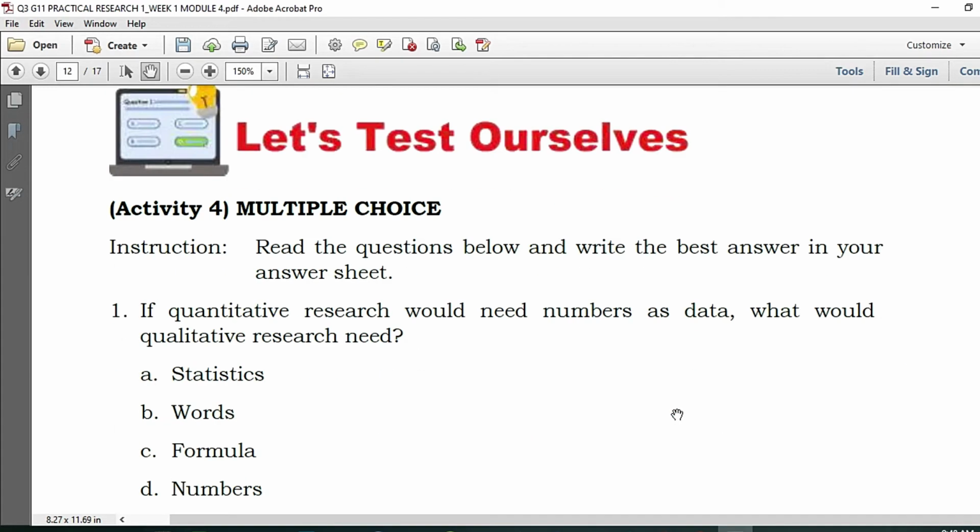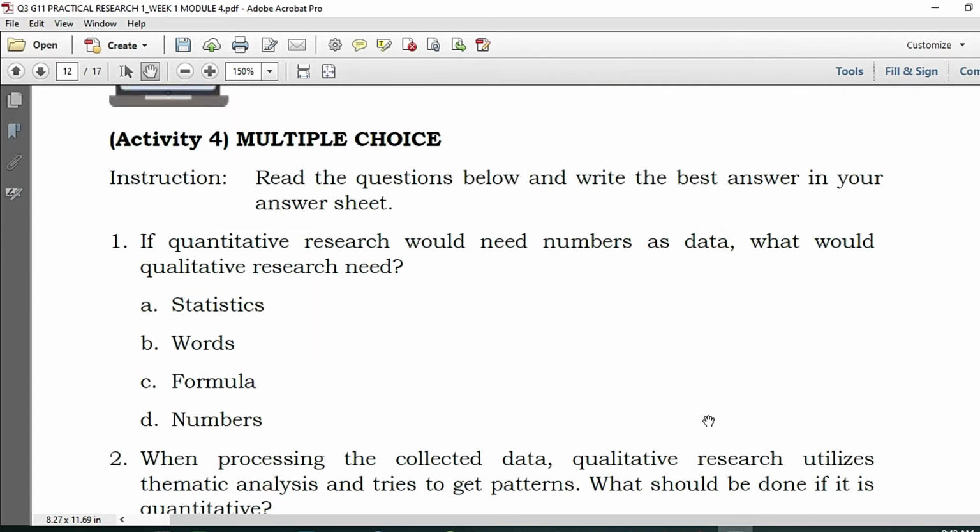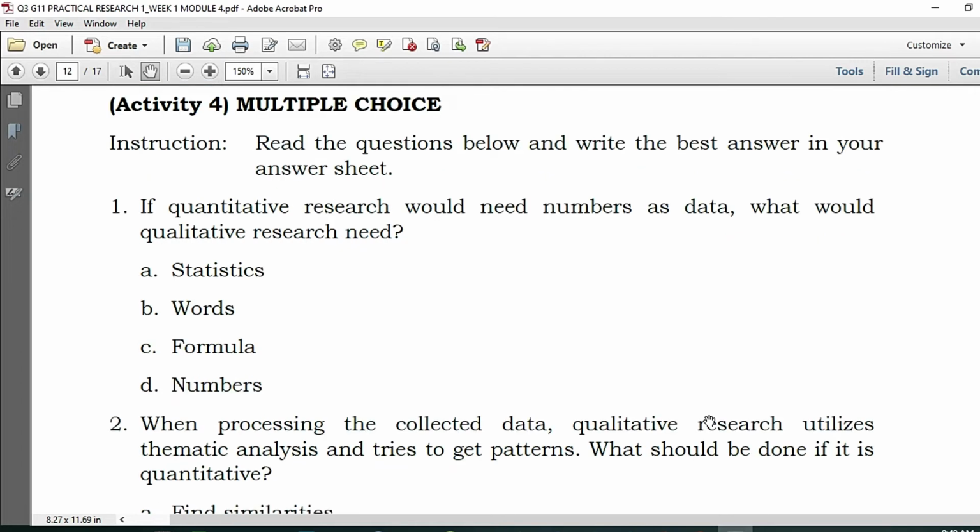Okay, let's now have this exercise. Okay, let's answer this activity. Read each question below and write the answers in your answer sheet. Okay, number 1. If quantitative research would need numbers as data, what would qualitative research need? A. Statistics. B. Words. C. Formula. D. Numbers.